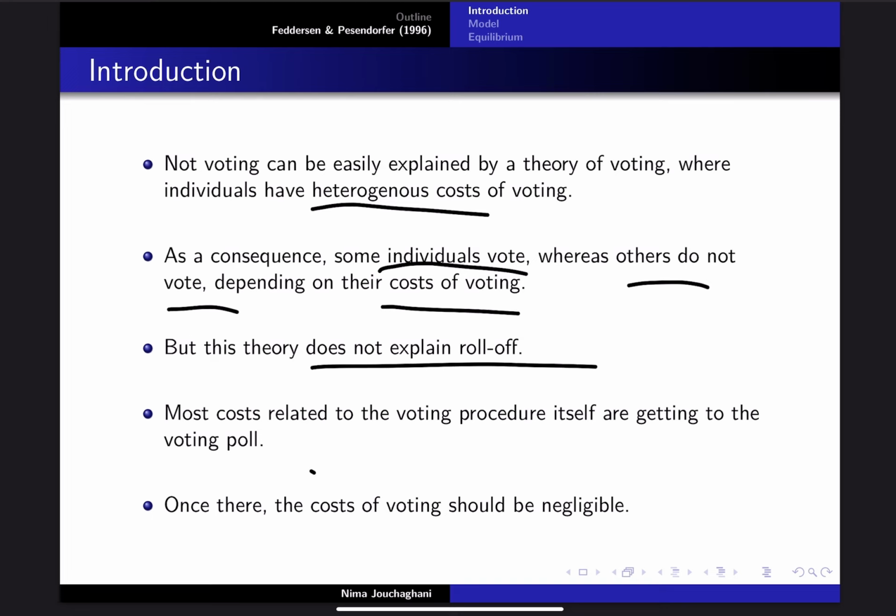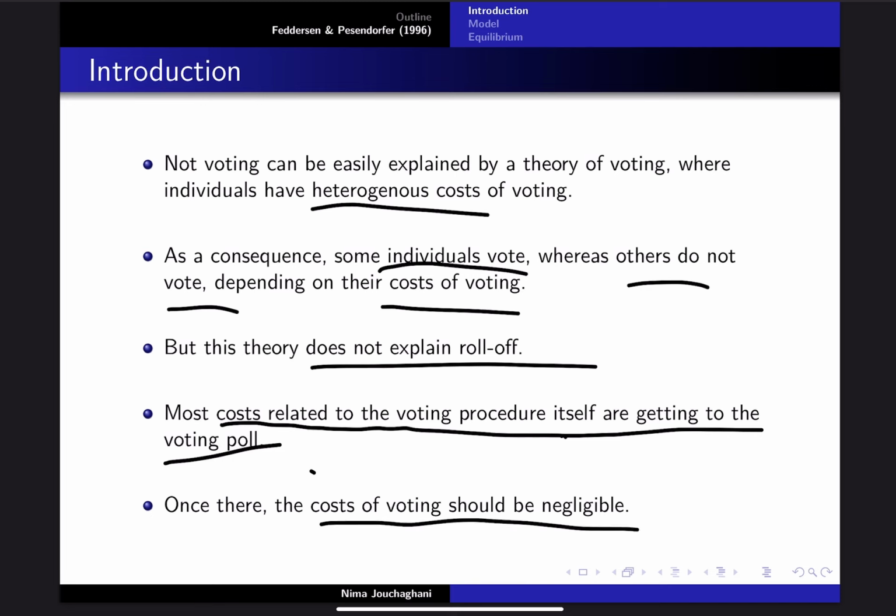And the idea is that most of the costs related to the voting procedure itself are getting to the voting poll and informing yourself ex ante. So most of the costs related to voting happen before you go to the voting poll. Once you're there, the costs of voting should actually be negligible. They shouldn't be large enough to prevent you from voting. This is an assumption, of course, but I think it's quite reasonable.